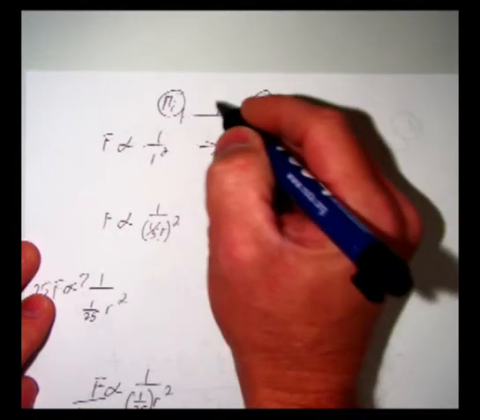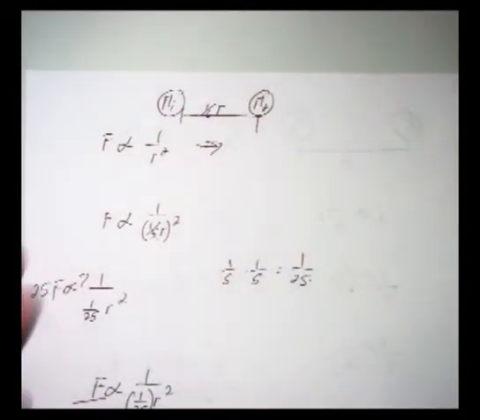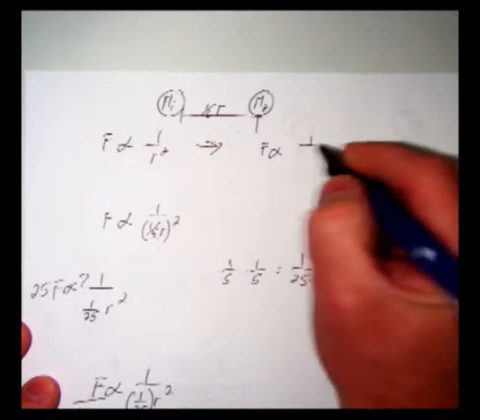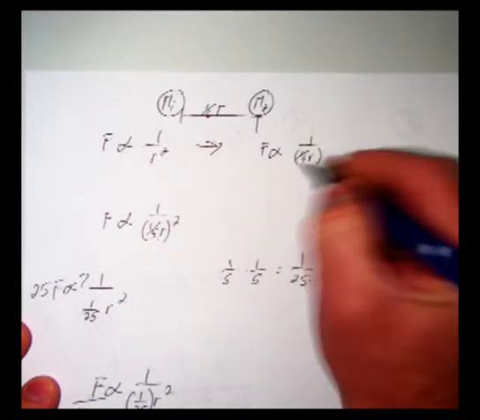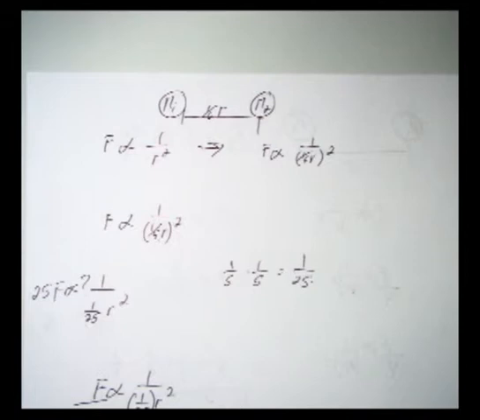What's 1/5 squared? 1 over 5 times 1 over 5. What's that come out to be? 1/25. Right? 1 over 25. What's the inverse of 1 over 25? 25 times. So the force increases by 25 times. By making the distance 1/5 the original distance, I have to square 1/5, so I get 1 over 25. And then when you divide by 1 over 25, that's the same thing as multiplying times 25.